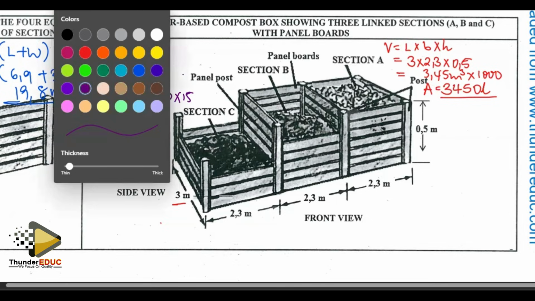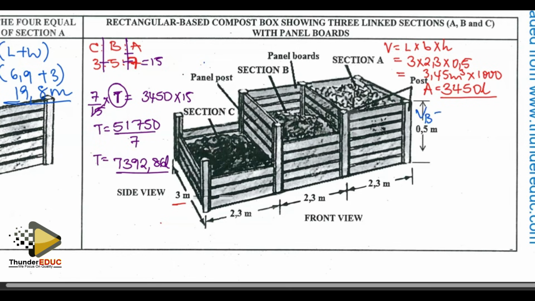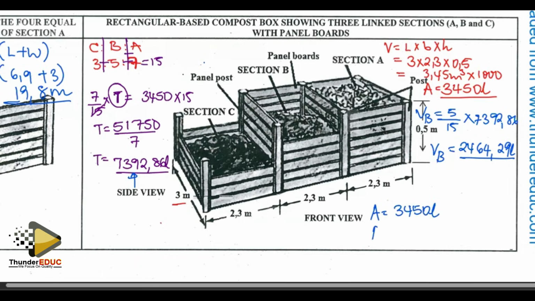If you're to look for B, now B is easy to get. Let's find the value of B. The volume of B, we shall use the ratio. So the volume of B is 5 out of 15 times the total compost, which is 7,392.86. So B is 2,464.29. These are liters. So we've seen A has taken this much, and B takes that much. That's what they wanted you to look for, in liters.